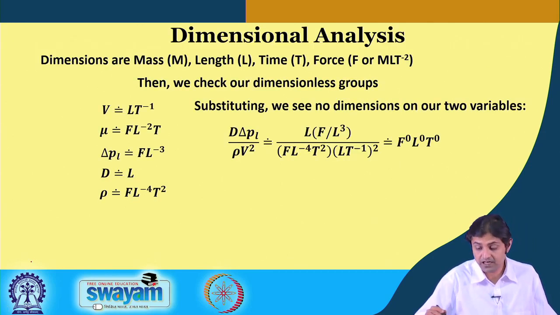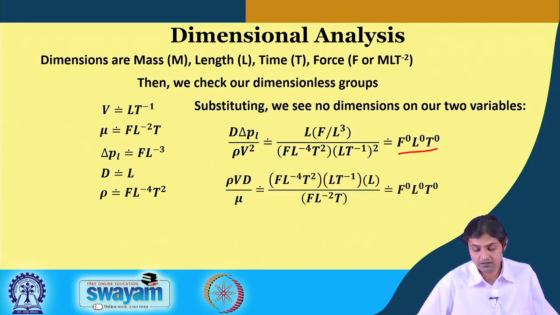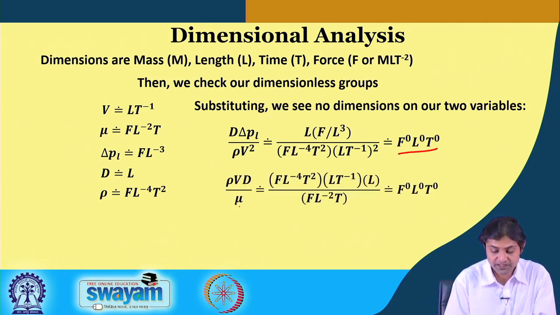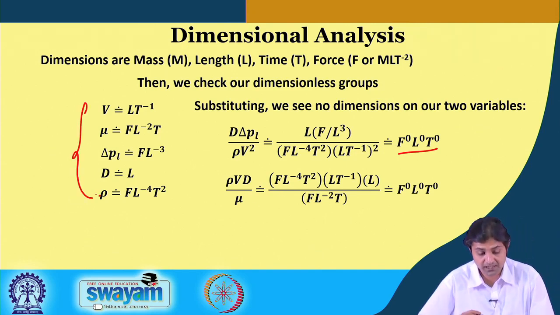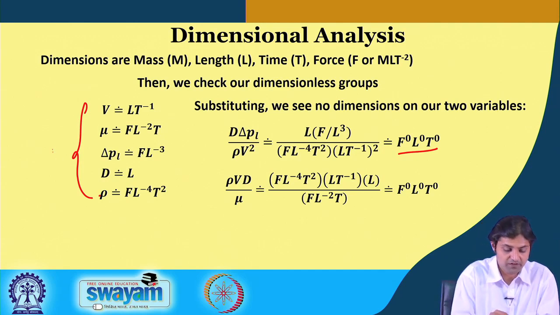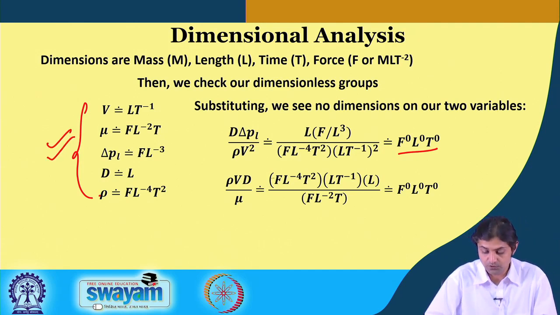So, we had no dimensions here. Similarly, we do for rho V d by mu. Rho's dimension is F L minus 4 T square, velocity dimension is L T minus 1 and diameter is L, whereas mu is F L minus 2 T. Our dimensions we have already written. Actually, the first step in any dimensional analysis question is that you write the dimensions of the most basic variables, and that is what we have done here. And if you cancel out, we again get F to the power 0, L to the power 0, T to the power 0.